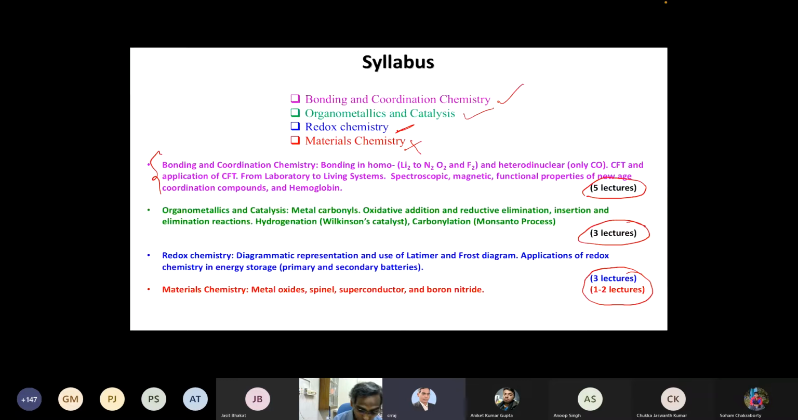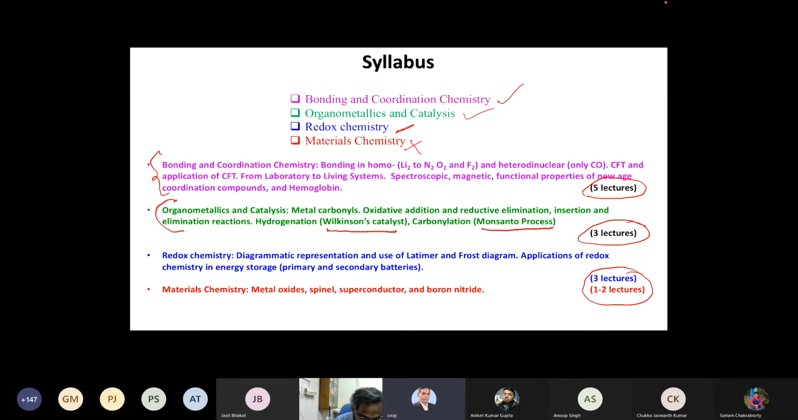Okay. And then here we have the organometallic chemistry. I hope you know the definition of organometallic chemistry. Here we will again limit ourselves to the fundamentals and representative examples from homogeneous catalysis. There are 2 catalytic reactions we will be studying: the Wilkinson catalysis and then the Monsanto acetic acid synthesis.